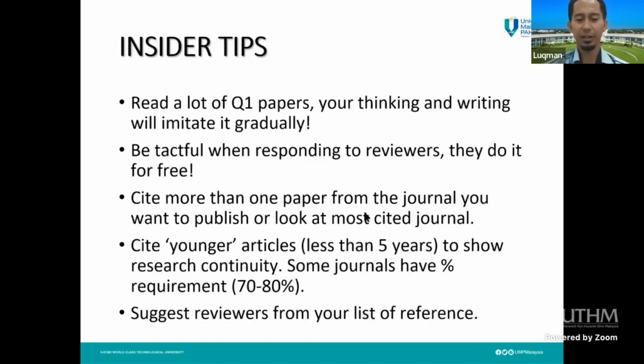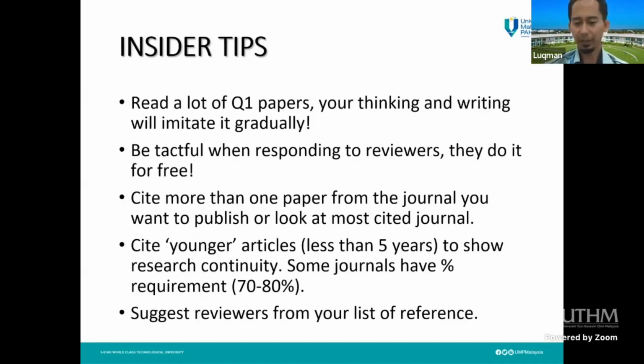And then as I mentioned earlier, impact factor: if you already give that journal 5 citations, then it's good for the journal. So it's good, just go ahead and try sending it there. And then younger articles, less than 5 years. Some journals do have a percentage. They say okay, 80% or 70% of the cited articles from the 20 references, maybe you have to be less than 5 years to show it's trending. Don't like the trending things.